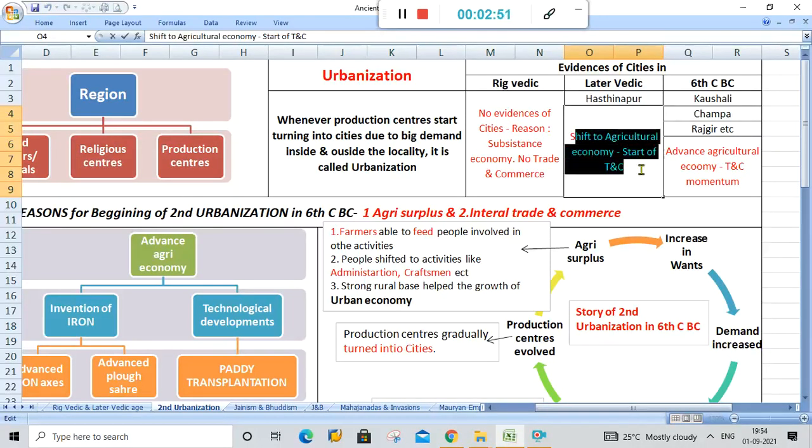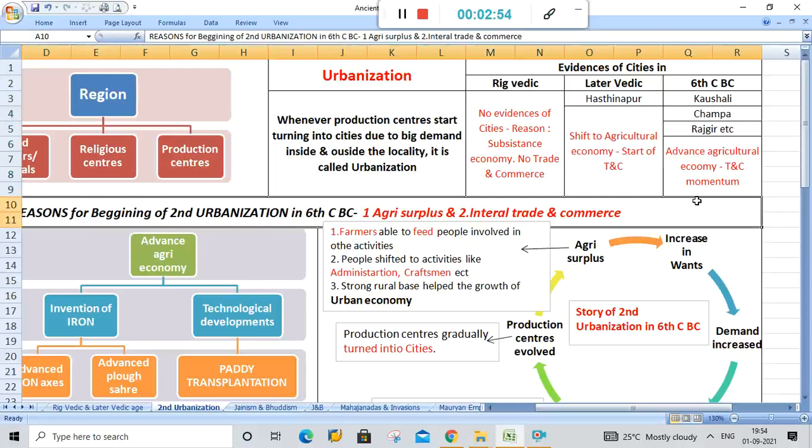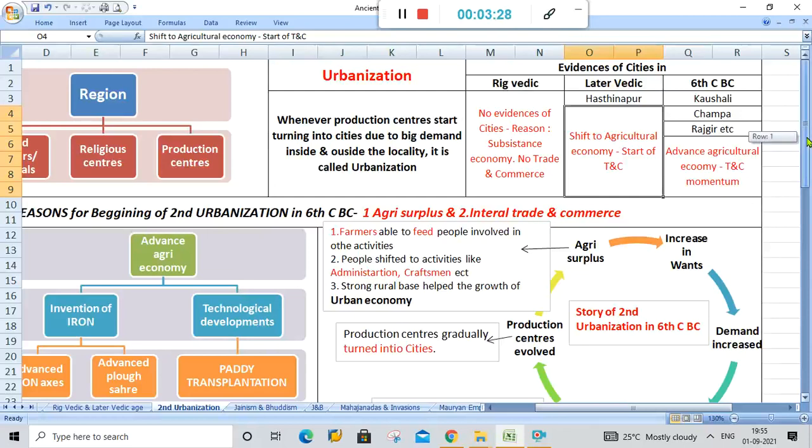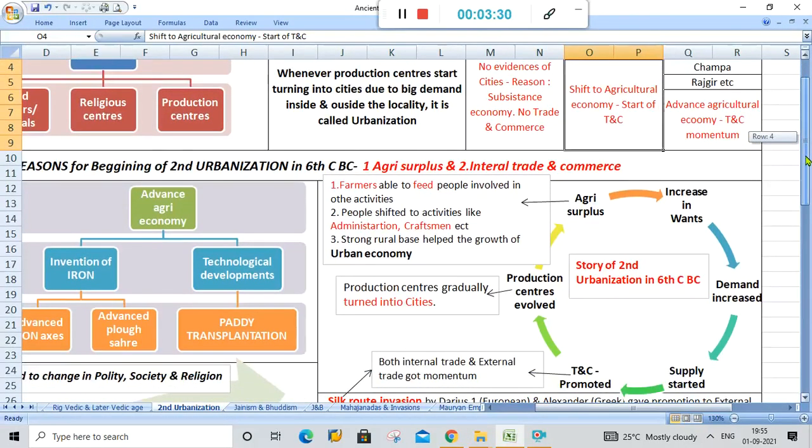Because the shift to agricultural economy happened and trade and commerce also started, as we have studied in the previous class. Then in the 6th century BC, this urbanization took momentum and a number of cities emerged like Kaushambi, Champa, Rajgir, etc. Advanced agricultural economy prevailed in this period. So trade and commerce was in momentum. By that, production centers also increased. Due to the increase in production centers, there was also an increase in the number of cities. So this is the background that you have to know before studying about Mahajanpadas.